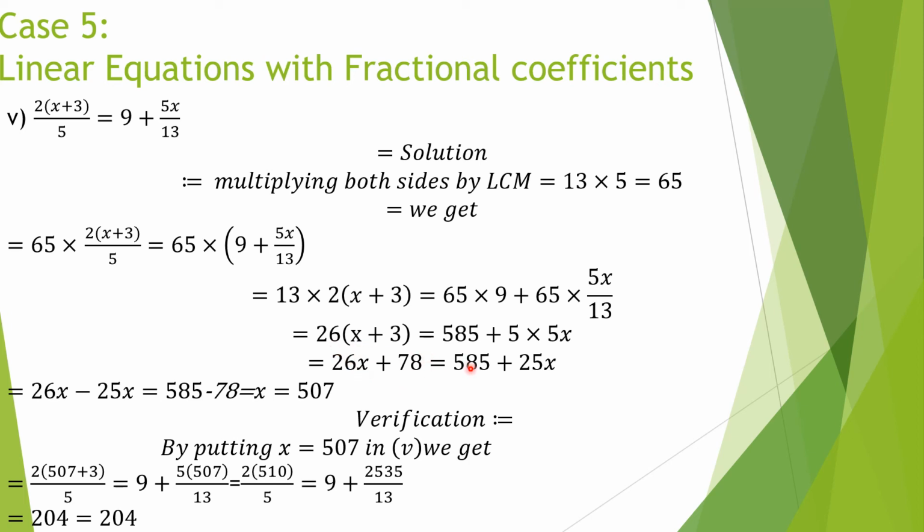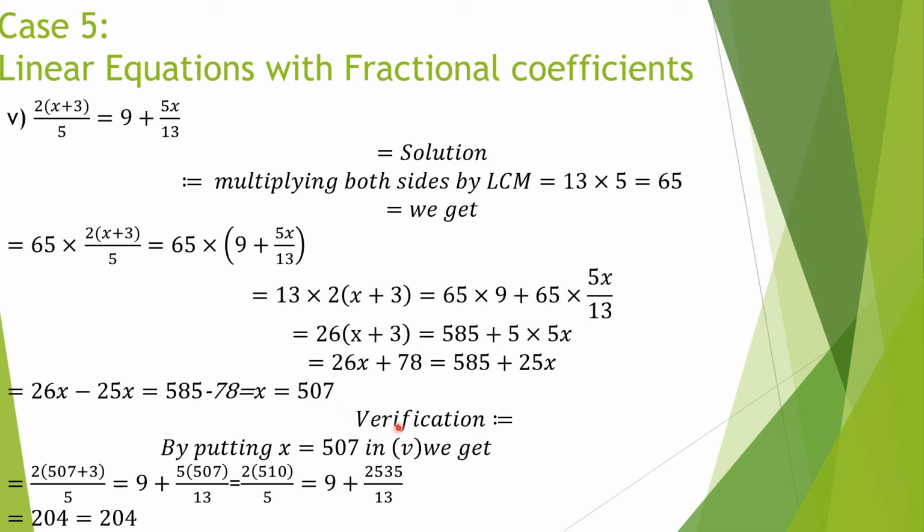Now by arranging the like terms, 25x is shifted to the left hand side. It changed into minus. 26x minus 25x is equal to x, and 585 minus 78 is 507. This is the answer of the equation. x is equal to 507.